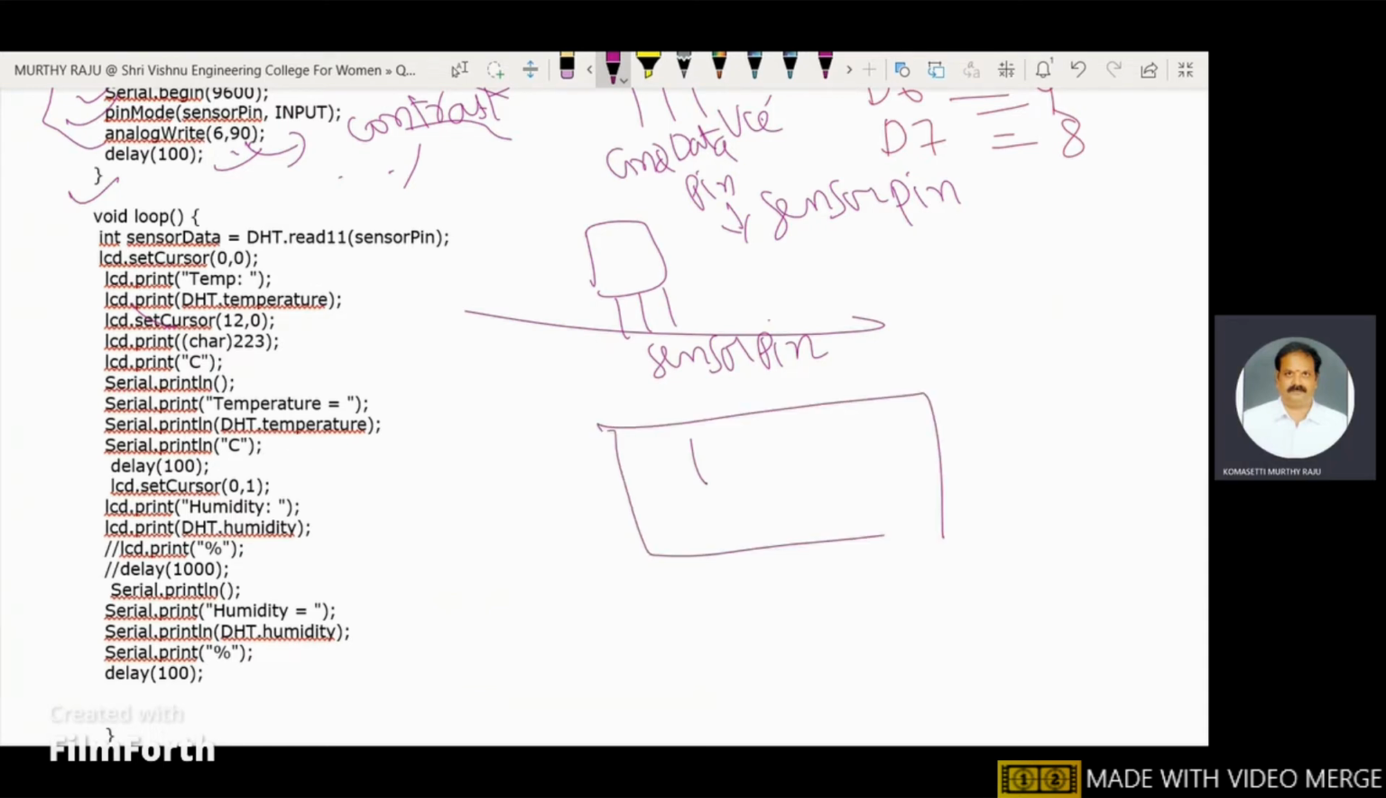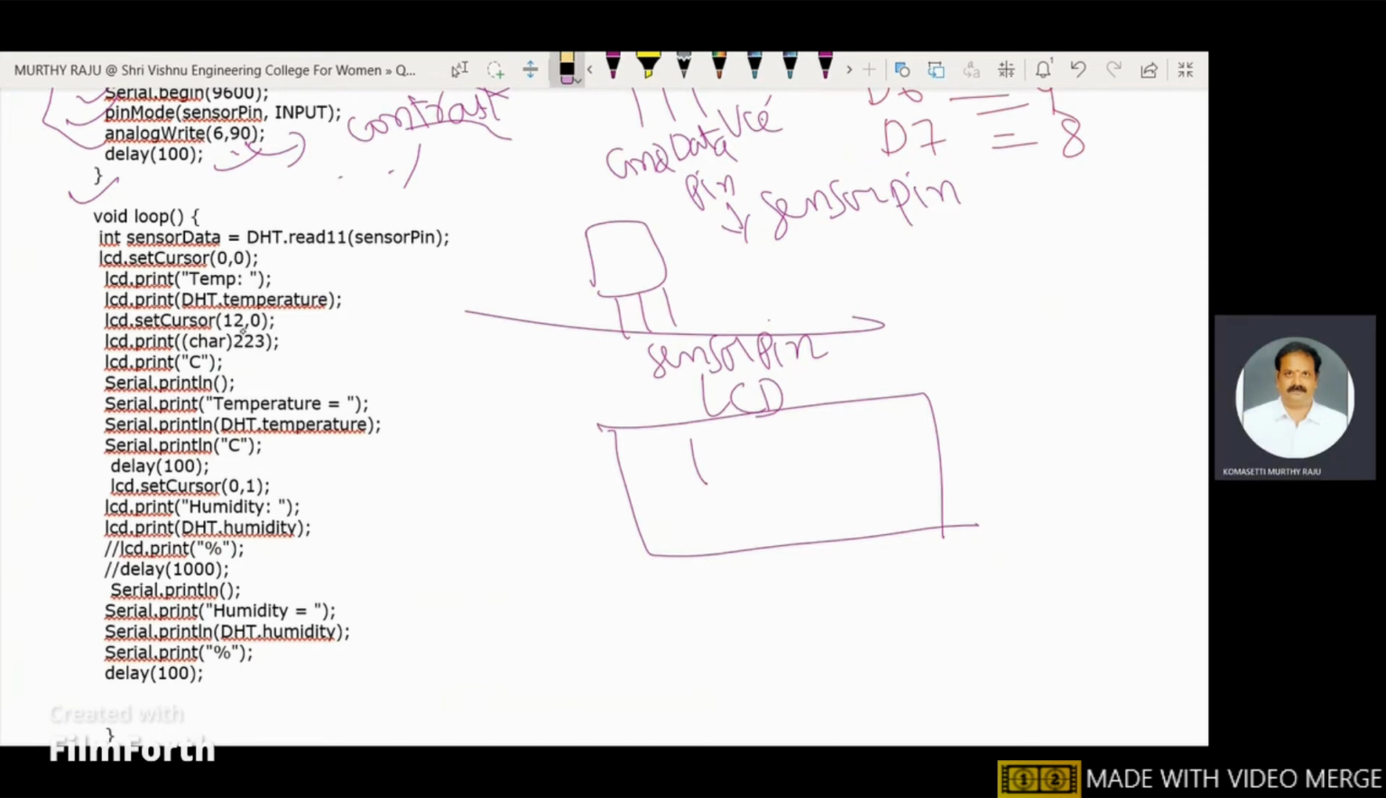LCD. Set LCD cursor 0,0, beginning with the 0th column and 0th row. LCD.print temperature, because the sensor is used to measure the temperature of the room. LCD.print DHT.temperature, where DHT is an object.